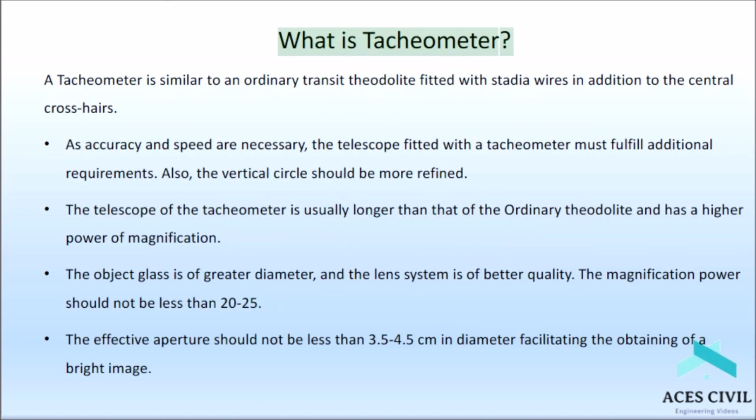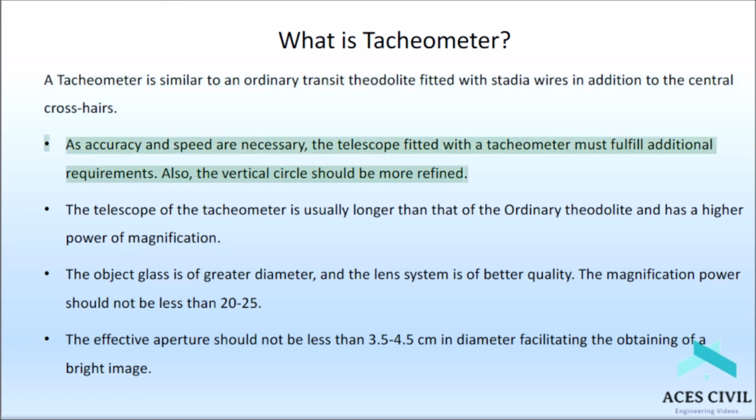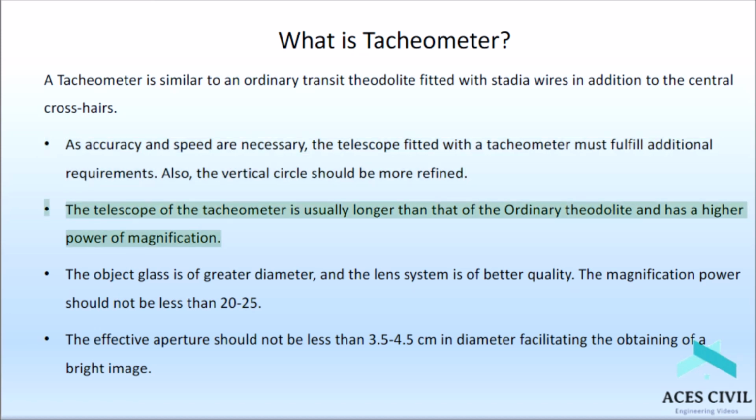What is tacheometer? A tacheometer is similar to an ordinary transit theodolite fitted with stadia wires in addition to the central crosshairs. As accuracy and speed are necessary, the telescope fitted with a tacheometer must fulfill additional requirements. Also, the vertical circle should be more refined. The telescope of the tacheometer is usually longer than that of the ordinary theodolite and has a higher power of magnification.